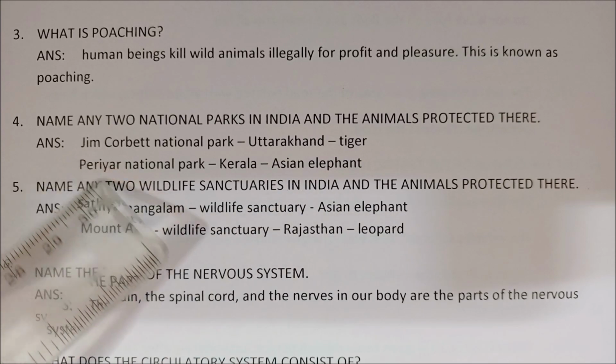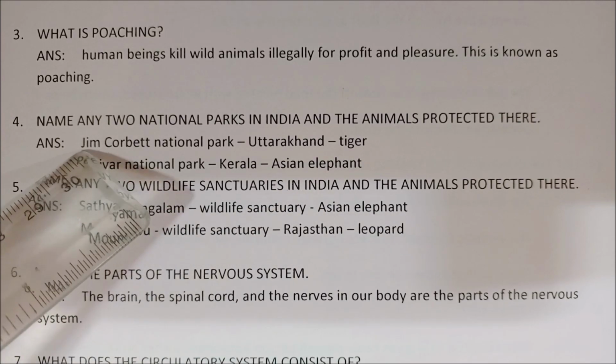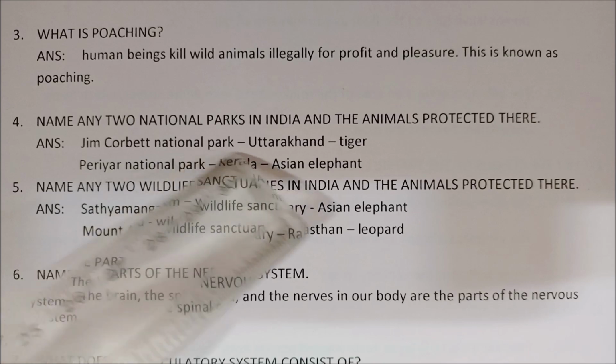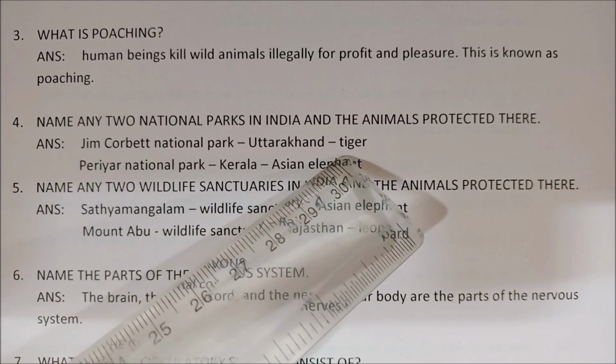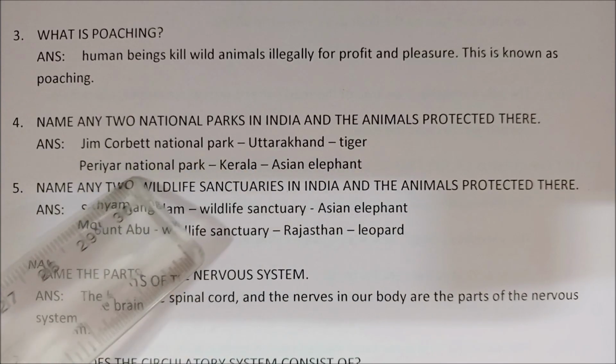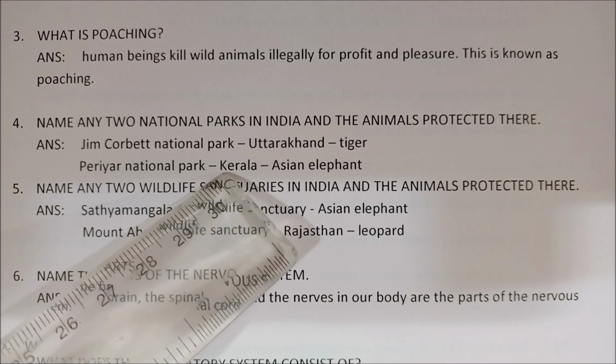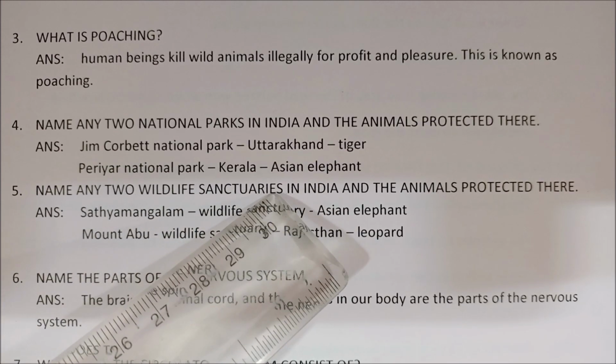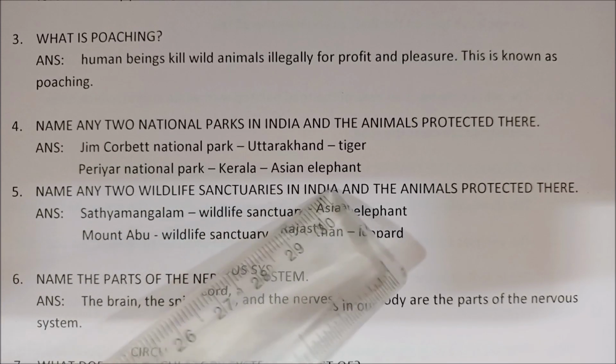Shall I recap it again? Jim Corbett National Park, Uttarakhand, and the animal is tiger. Periyar National Park in Kerala, and the animal which is protected there is Asian elephant.